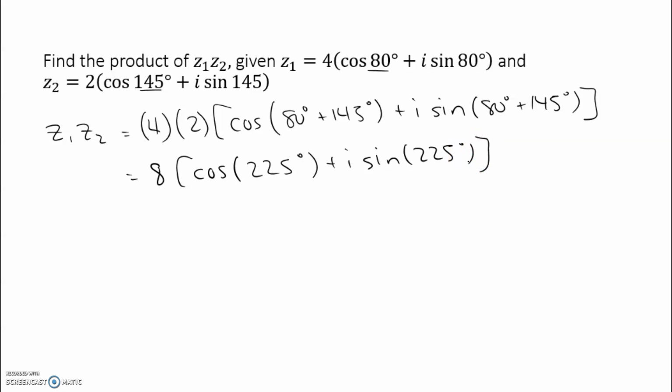Okay, so if we take this down all the way back to a complex number, well, then I need to figure out what is cosine and sine of 225. So that's going to be in quadrant 3. And so all of this is in quadrant 3. To get this little angle right here, what I would do is 225 minus 180 to give me a reference angle of 45.